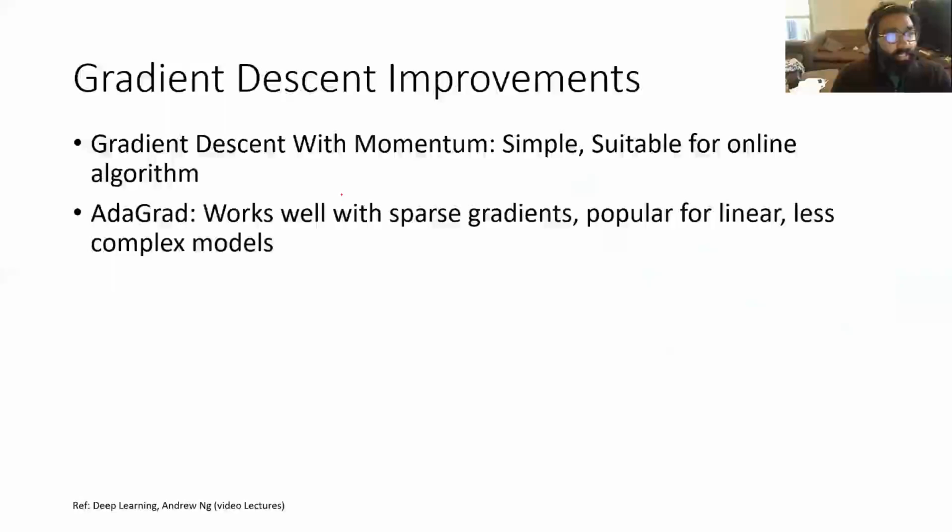And AdaGrad works well with sparse gradients. Suppose some of the gradients are zero for a long, long time, and then that gradient gets a value in between. AdaGrad will give more weightage to that newly changed parameter. And it is popular for linear and less complex models because it should converge faster. Otherwise, the value of that VT will go much higher.